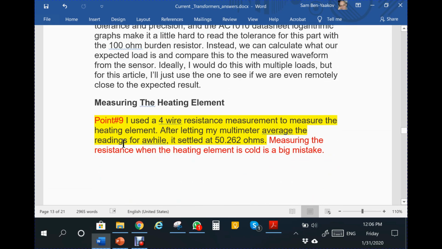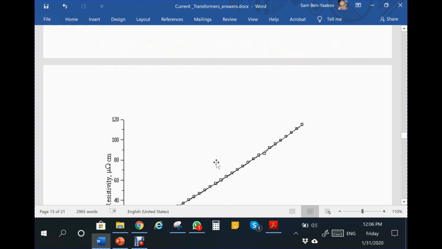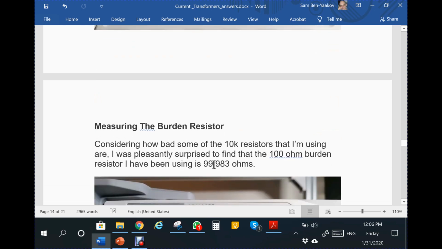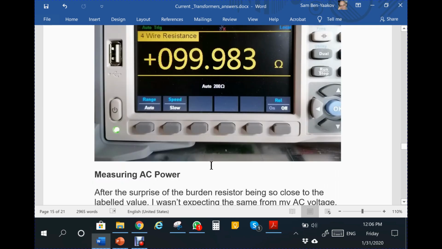And in point 9, it says the following. I used a 4-wire resistance measurement to measure the heating element. After letting my multimeter average the reading for a while, it settled at 50 ohms. Okay, what's the purpose of measuring this resistance? The purpose is to estimate the correct current at the heating element.